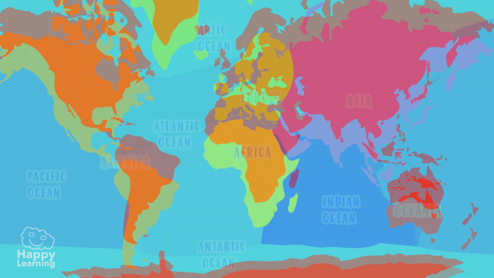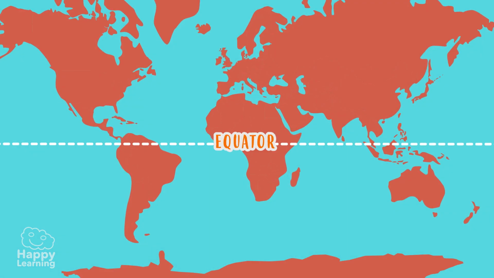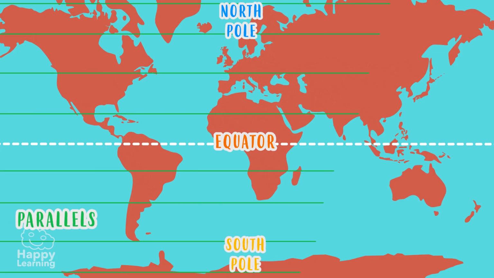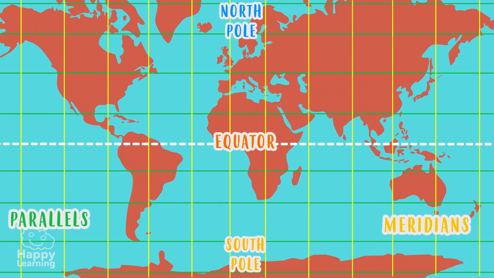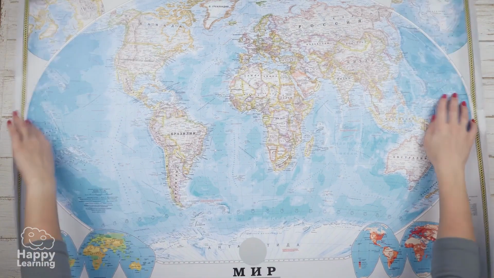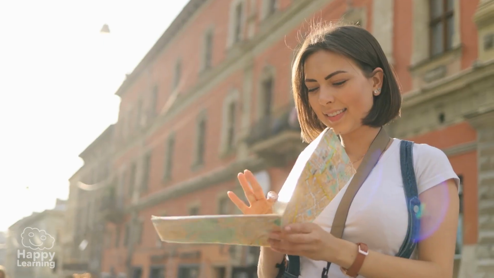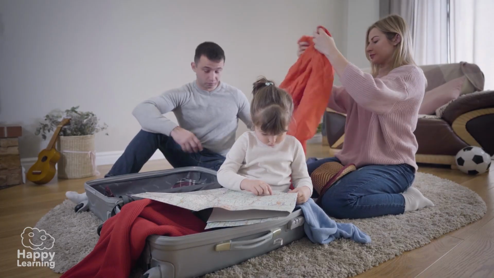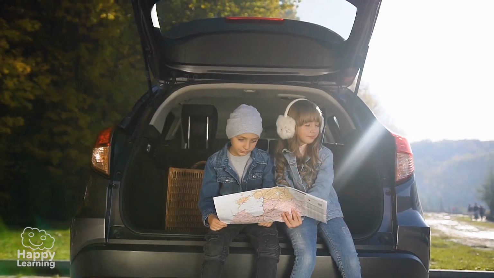On a planisphere, we can also see the equator, the poles, and also the parallels and meridians, which are the lines into which the Earth is divided to help us calculate distances. So we can get a clearer idea of the distance between Brazil and Russia, or between Spain and Mexico, just by taking a quick look at it. What's more, the planispheres can be folded up, so they take up very little space and fit perfectly into a suitcase when we go on a trip.